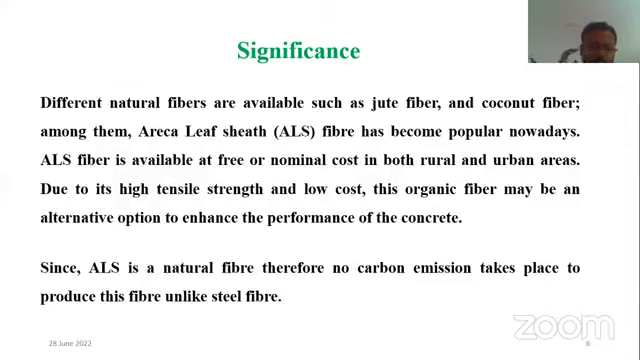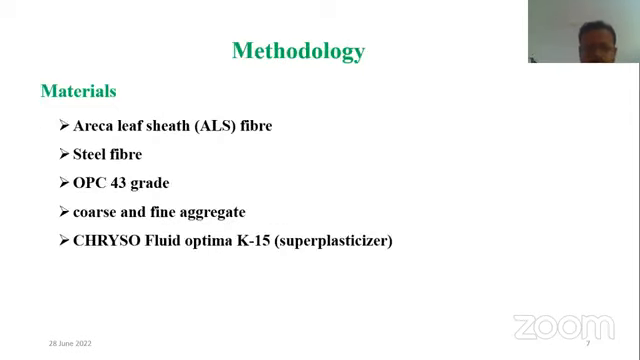So this is the significance, and also it offers the tensile strength at low cost, because the Areca leaf sheath is cheaply available in rural and urban area that can also be used. That also reduces the demand for steel fiber. Okay. Besides this, Areca leaf sheath fiber is naturally available, and it reduces the emission of carbon dioxide in the environment, unlike steel fiber. Okay. Now we are going to start the methodology.